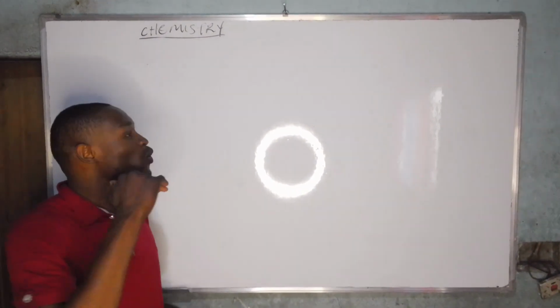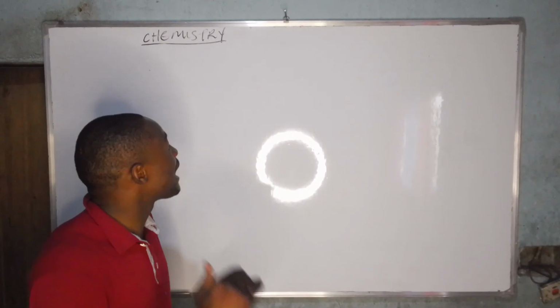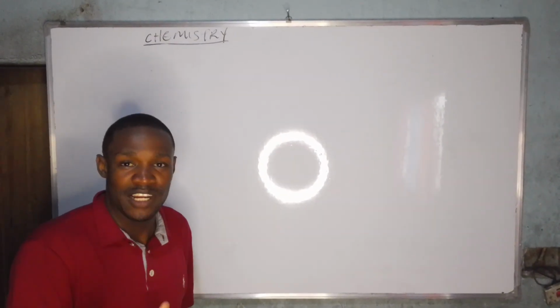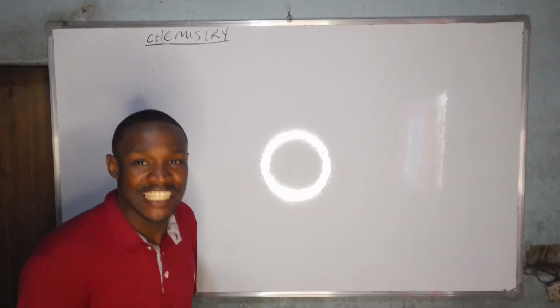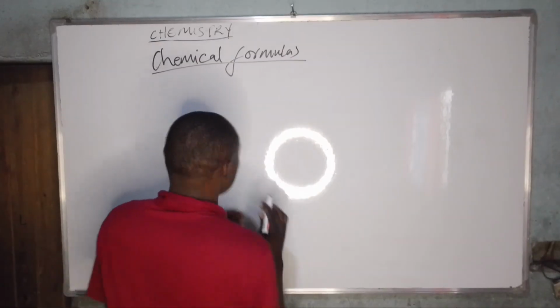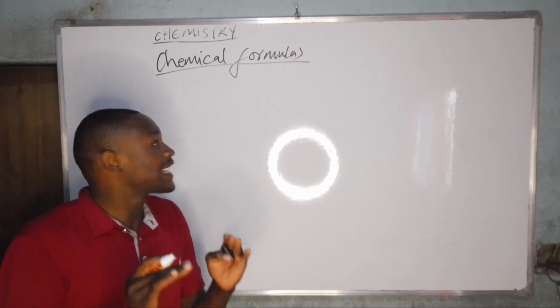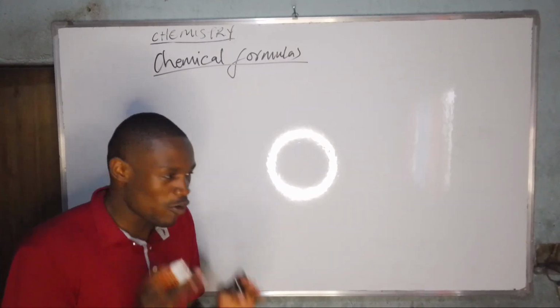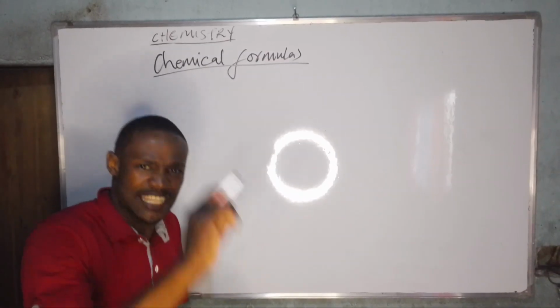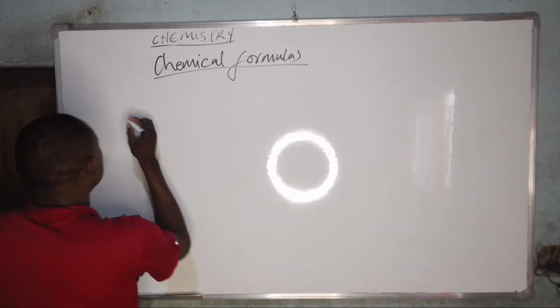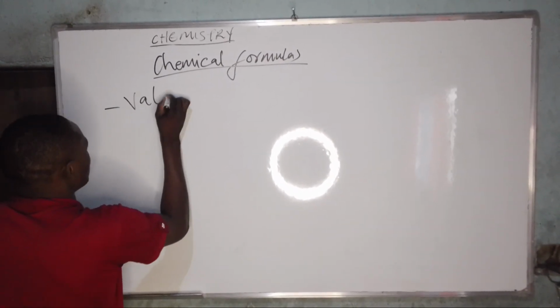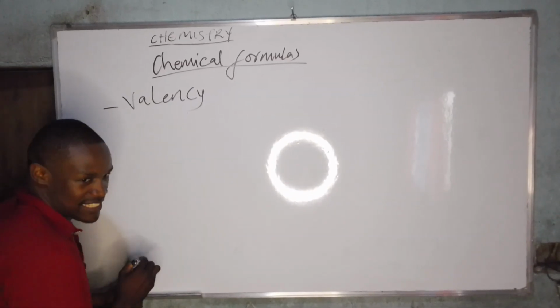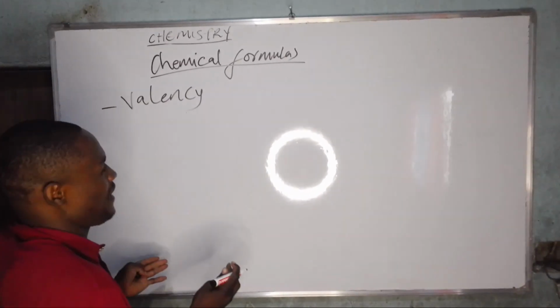In this video, we are going to talk about how to write chemical formulas of any compound in chemistry. Now, when we want to write a chemical formula of any compound in chemistry, the first thing that we have to consider is a valence. A valence. Now, what is a valence?